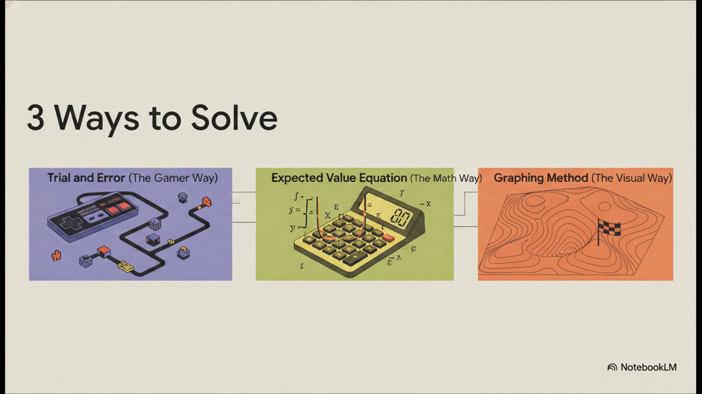First, trial and error, kind of the gamer way, testing different paths to see the energy cost. Second, the expected value equation, the math way, using calculus to find the exact bottom of the energy curve. And third, the graphing method, the visual way, picturing the formula as a valley to find the lowest point. By forcing it to explain the mechanics in 3 entirely different ways, you actually learn the underlying math yourself.